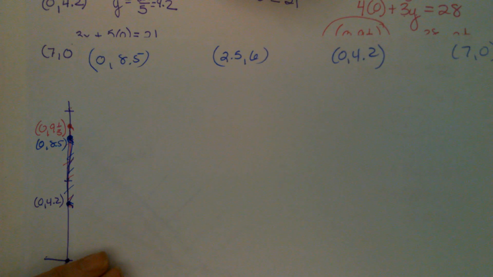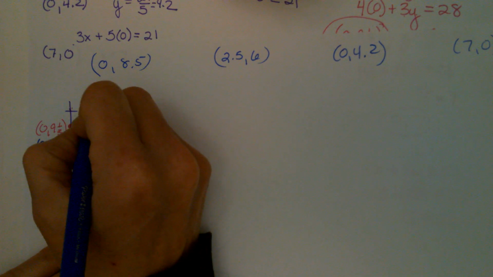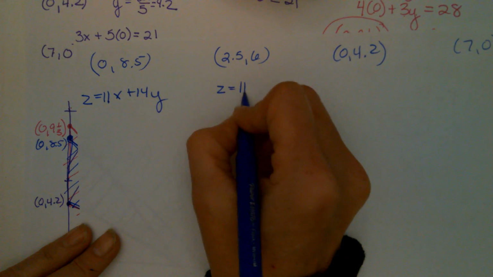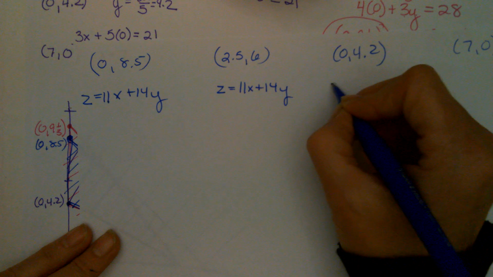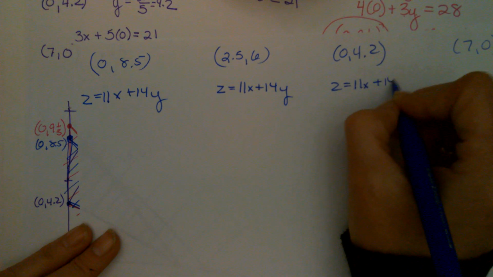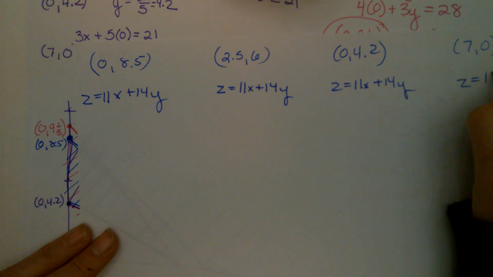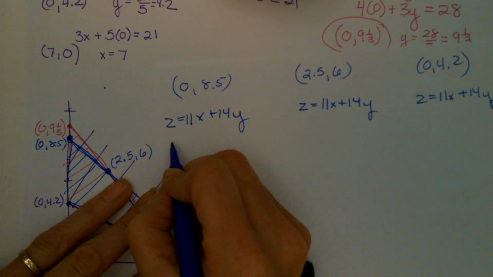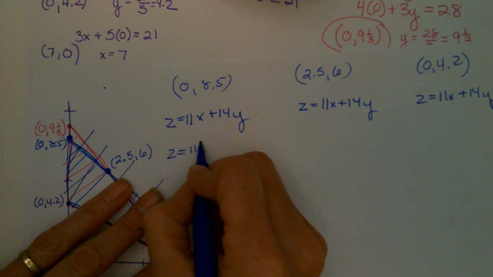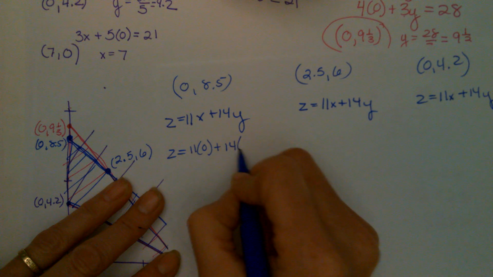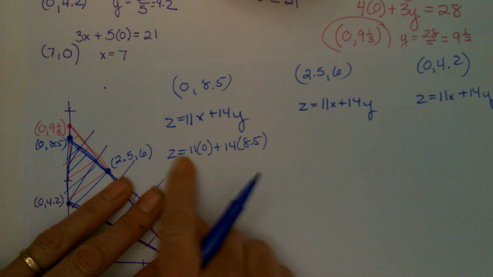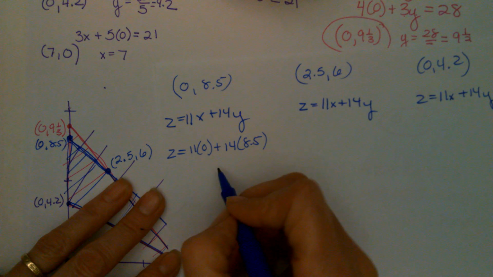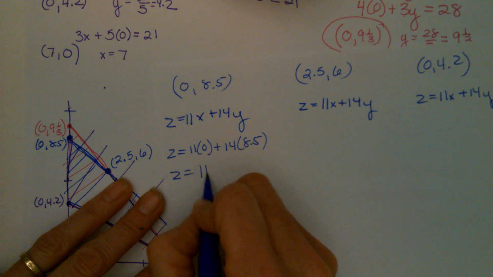And then what we do is we take that original equation, z equals 11x plus 14y. If I go off the screen, don't worry, I'm just jotting down the equation for us to work with. All right, so let's plug it in and see what we get. So z is equal to 11 times 0 plus 14 times 8.5. I'm just checking this point out by plugging it into the equation. I did this one before, so I actually used a calculator already, and I know that the answer is z is equal to 119.